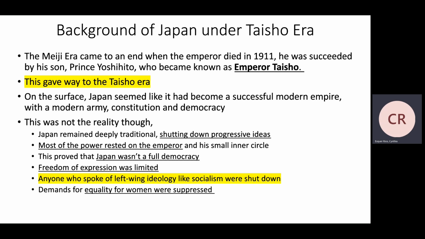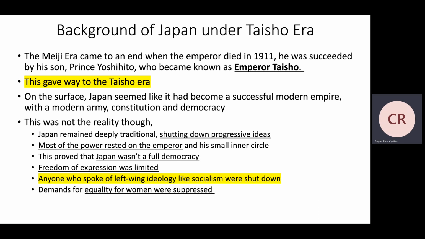On the surface, Japan seemed like it was going to become a successful modern empire with a new constitution, a democracy, and all of these things. But when you really look behind the curtains of what's happening, it is extremely repressive. And the reason why I say this is because all of these progressive ideas are being shut down. Most of the power rested in the emperor and his smaller inner circle, and they're the ones making the decisions. And that's not really necessarily a democracy because people aren't being invited. The population is not allowed to have a say in what happens, right?